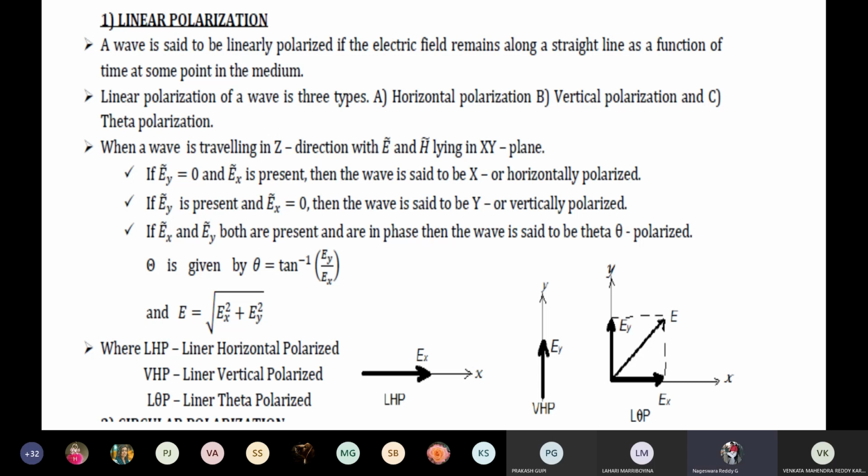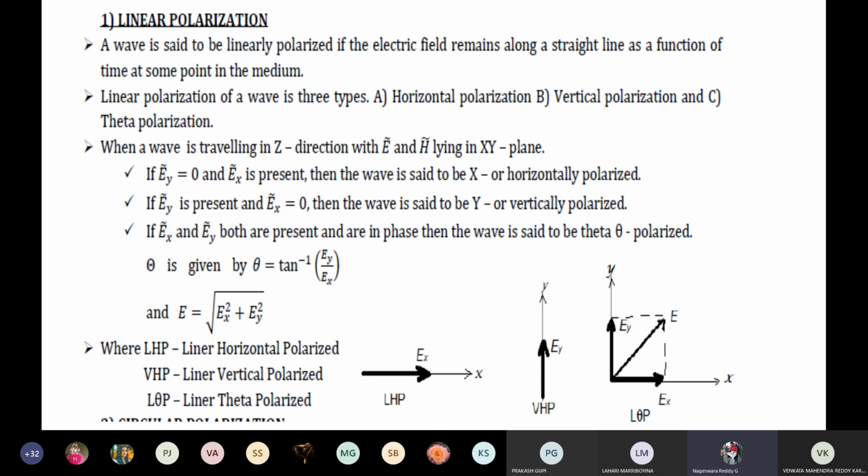So LHP means linear horizontal polarized. VHP means linear vertical polarized. L theta P is equal to linear theta polarized. So what is linear polarization? A wave is said to be linearly polarized if the electric field remains along a straight line as a function of time at some point in the medium.